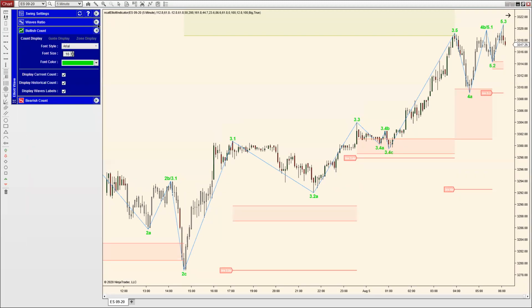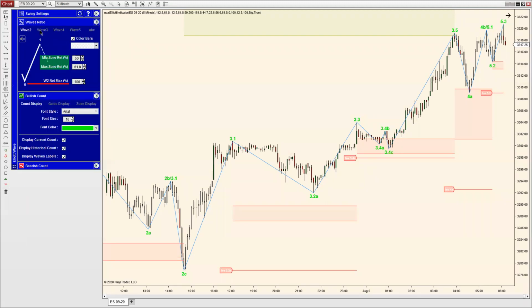So you can actually go into the wave ratios here. Wave 2, wave 3, wave 4, wave 5. So you can see wave 1 there. The top of the zone is the minimum zone retracement. The bottom of the zone is the maximum zone retracement. So anywhere from 50 to 61.8. Again, based off of Fibonacci, you can go ahead and adjust those as necessary. So if you like it a little bit higher, if you like it a little bit lower, it's up to you. Maybe you have your own calculations there.